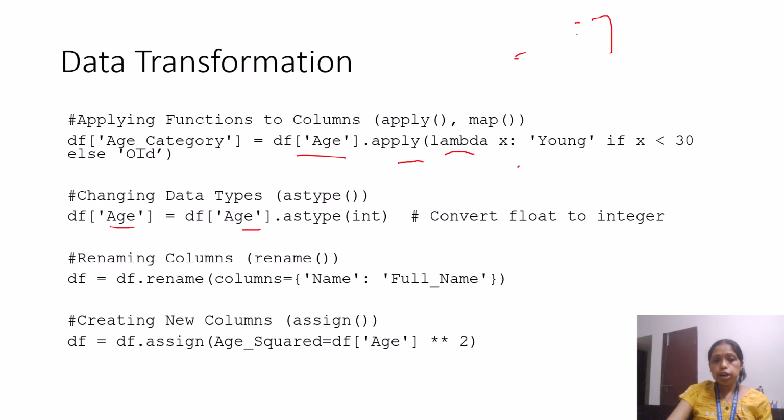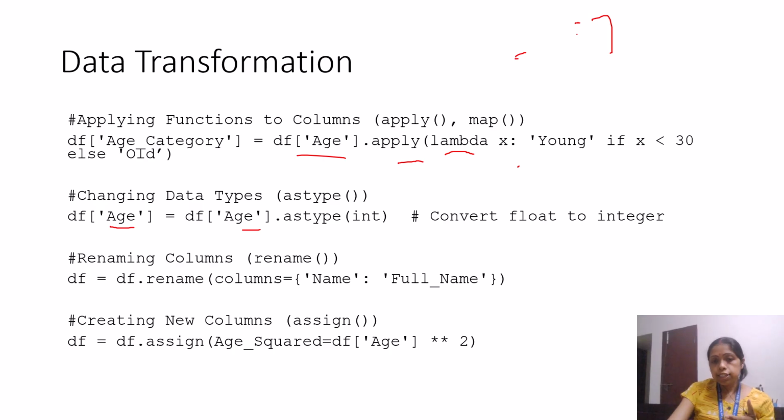Renaming: for renaming, df dot rename. Any column you want to rename, you have to mention the old column and the new column, the name colon full name. So the old column will be changed into the new column name. Creating new columns: df.assign also you can do, or in another way, which I will tell you later. So df.assign, age square, this is one column.